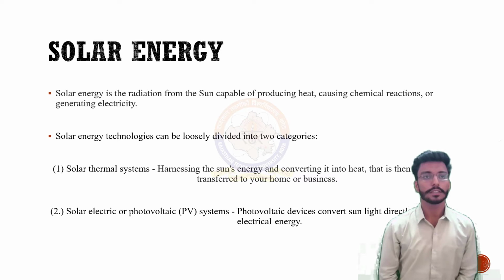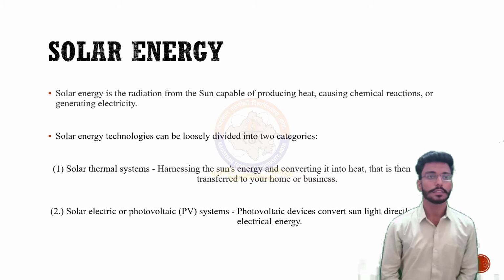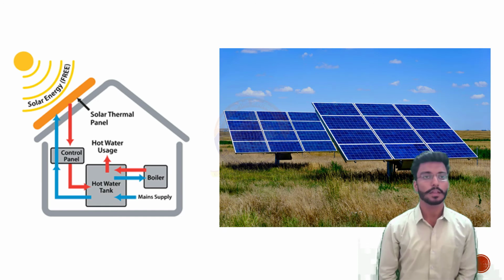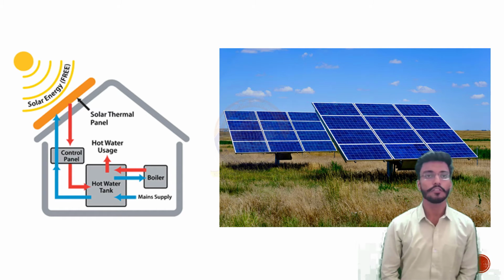Now let's discuss second in series, solar energy. So first, let's find out what is solar energy technology. Solar energy is the radiation from the sun capable of producing heat, causing chemical reaction or generating electricity. Solar energy technology can be loosely divided into two categories. First, solar electric or photovoltaic systems. Second, solar thermal systems. This second image is of a PV module.